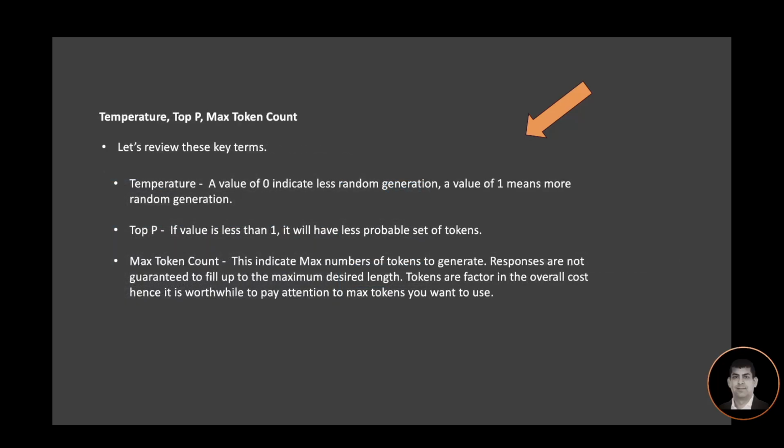A few key terms. If you have watched my other video on generative AI, you probably already know these terms. These are important, so I leave them in every workshop here. Temperature, a value of 0 indicates less random generation. If you have a value of 1, it means more random generation by your AI model. Top P, if the value is less than 1, it will have a less probable set of tokens. And then max token count is important. It indicates the max number of tokens to generate. Responses are not guaranteed to fill up to the maximum desired length, but tokens are a factor in the overall cost. Hence, it is worthwhile to pay attention to the max token you want to use.